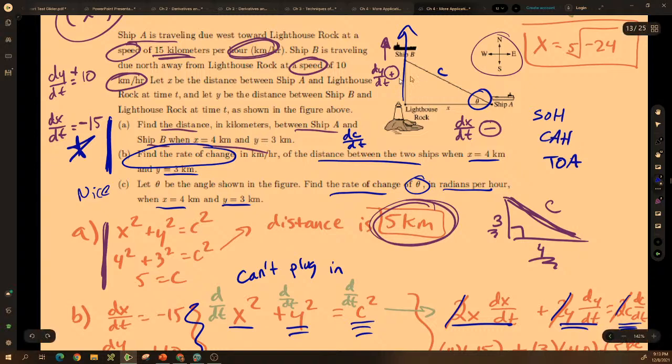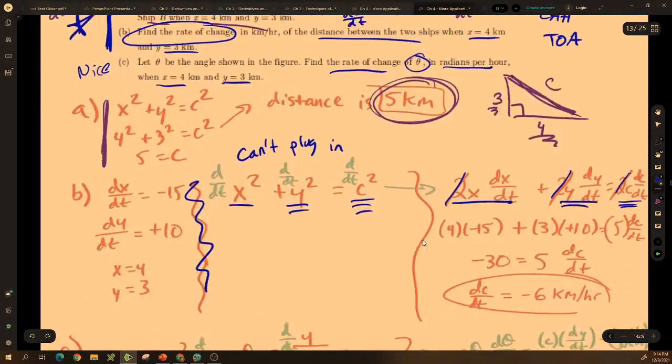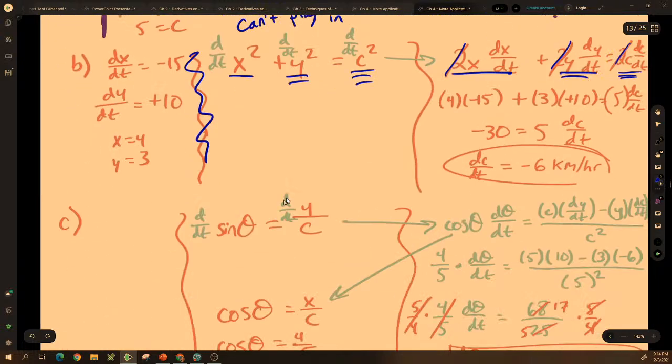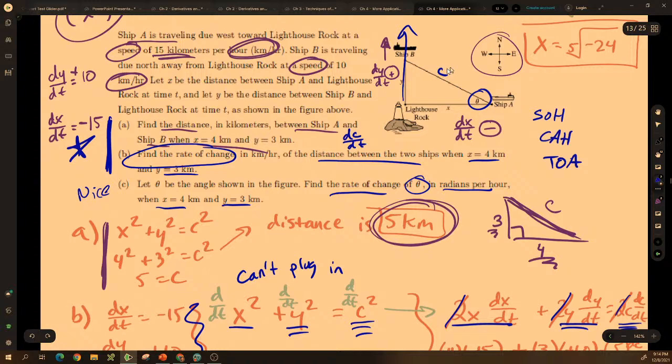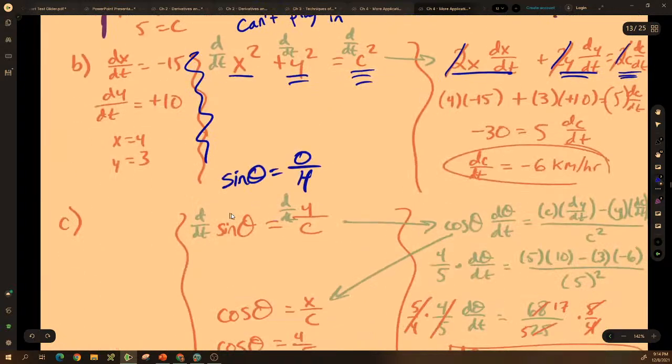But it's a 3, 4, 5 triangle, so I can literally choose any of them. In that case, I always kind of default to sine, because sine is just the easiest derivative. Derivative of sine is cosine. So I chose sine. So I just said sine theta, right? What is sine theta? Sine theta is opposite over hypotenuse. So in this case, opposite side is y over c. So you get sine theta equals y over c.